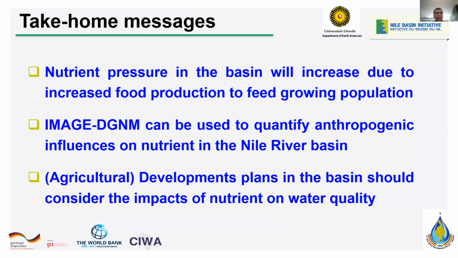So to conclude, the nutrient pressure in the basin will increase due to increased food production to feed the growing population. The IMAGE-DGNM can be used to quantify anthropogenic influences on nutrients in the Nile system. And the development plans, whether industrial or agricultural development plans, should consider the impacts of nutrients on water quality in the future. Thank you.